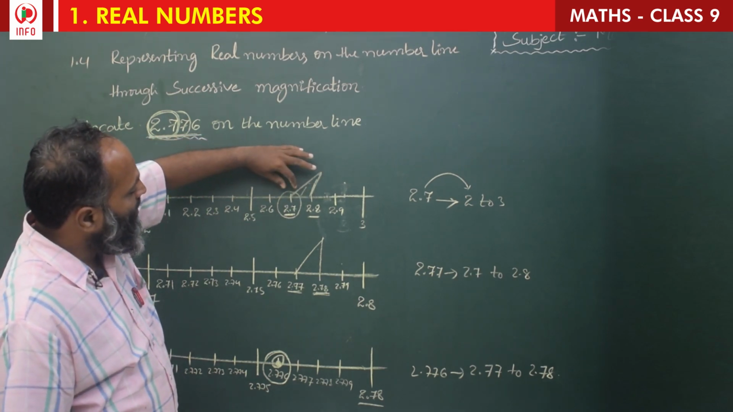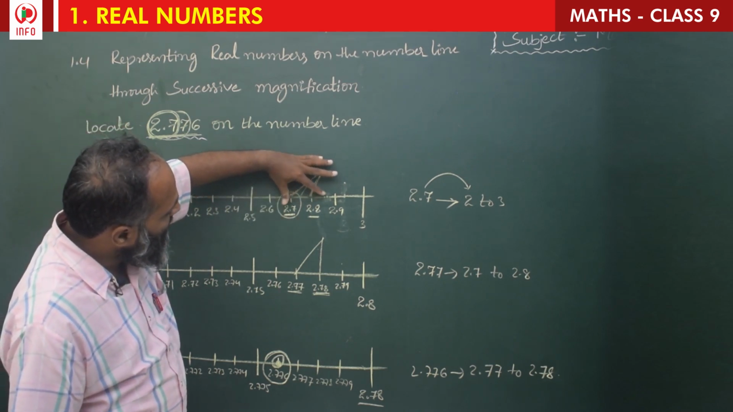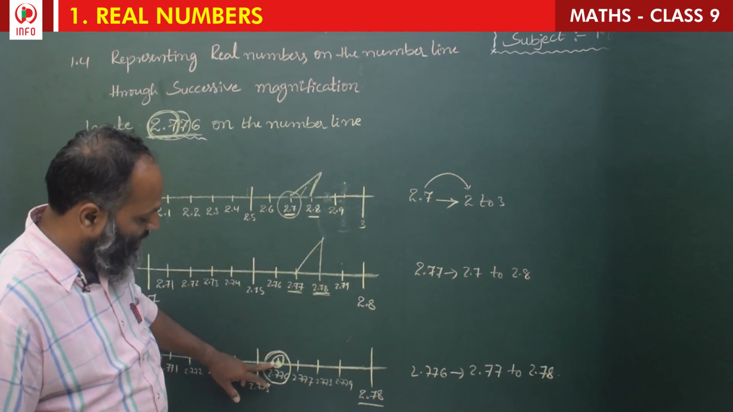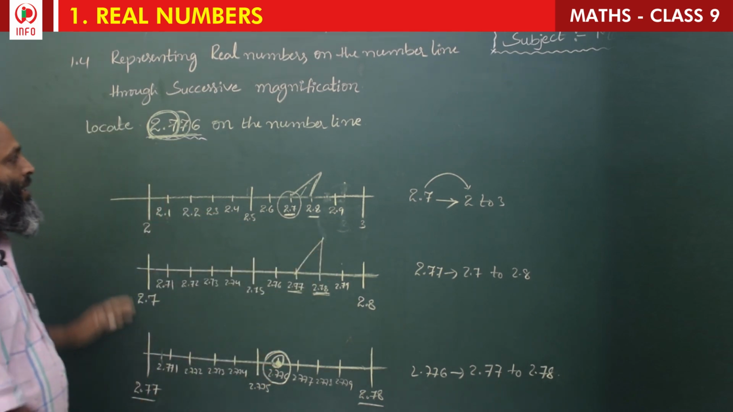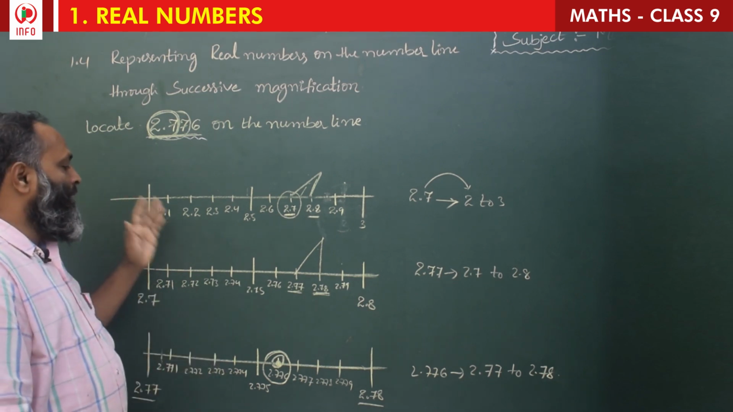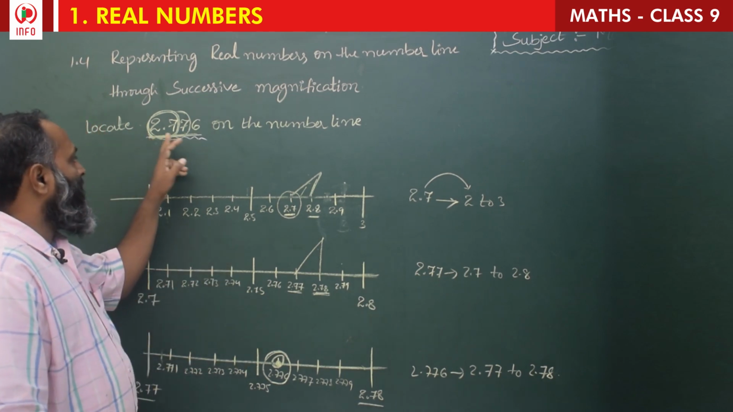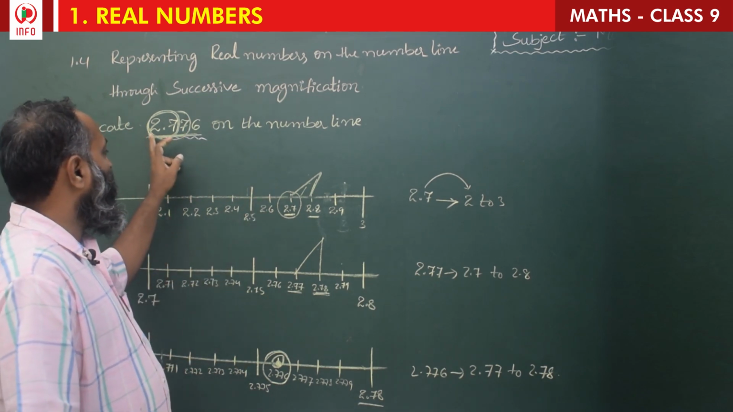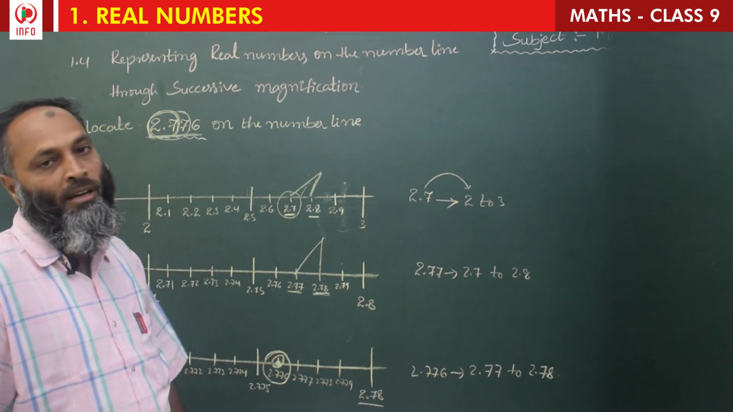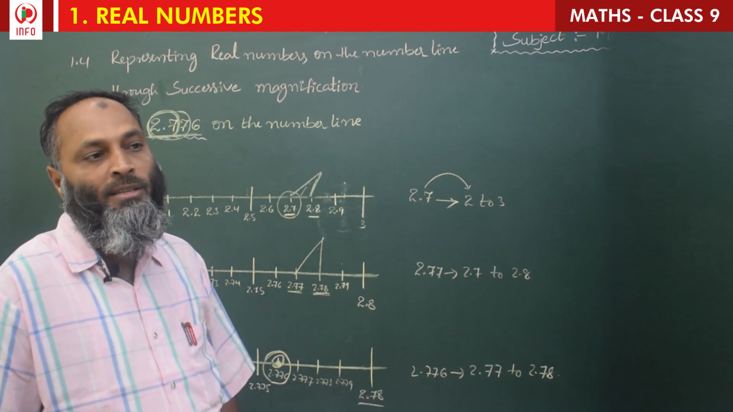First we should zoom, so that it is in between 2 and 3. Again if you zoom in between, then you will get this. Again if you zoom it, then you will get this one. So like this we should locate our decimal number on a number line. First the single digit we should locate, after that the double digit, after that the triple digit, on a number line. Okay students.